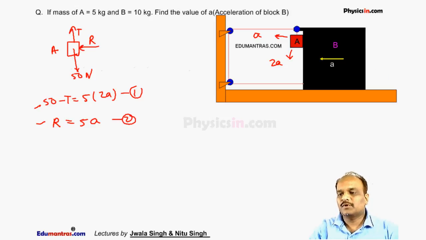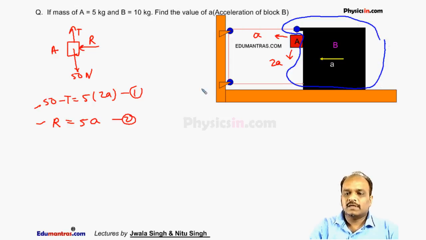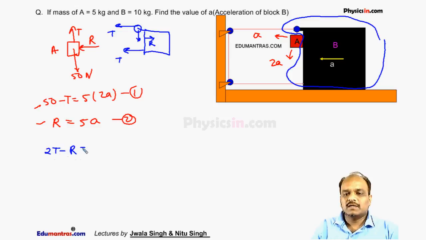In the same way, if we draw the free body diagram of block B, I will separate block B from here, and I can write the free body diagram like this. This is our block B. This is the pulley. Here the tension is acting in this direction, here in this direction, and here the tension is acting in this direction. The reaction force is in this direction, and there is no friction. So the total horizontal force acting on block B is 2T minus R, and that is equal to the mass of block B, that is 10 into A. This is our third relation.